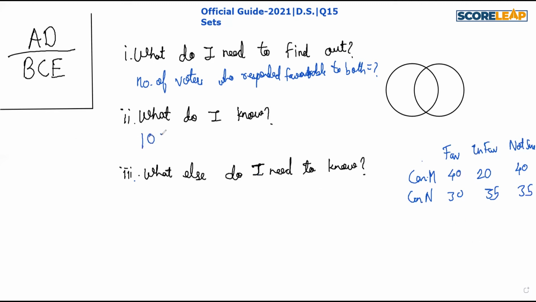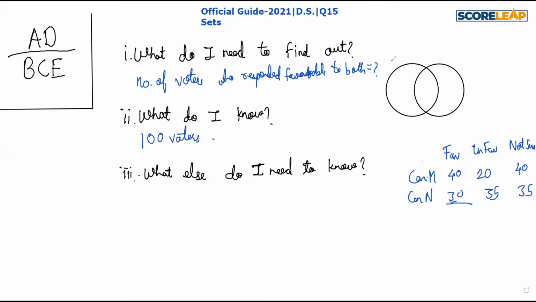Let me write it over here. There are 100 voters. So from this I can say that 40 of the voters gave favorable votes to candidate M, 30 of the voters gave favorable votes to candidate N, and so on. Okay. What else do I need to know? I simply need to know the number of voters who responded favorable to both M and N. So we cannot simply add 40 plus 70, because there will be some voters who responded to both of them. Okay, so let me make this set.